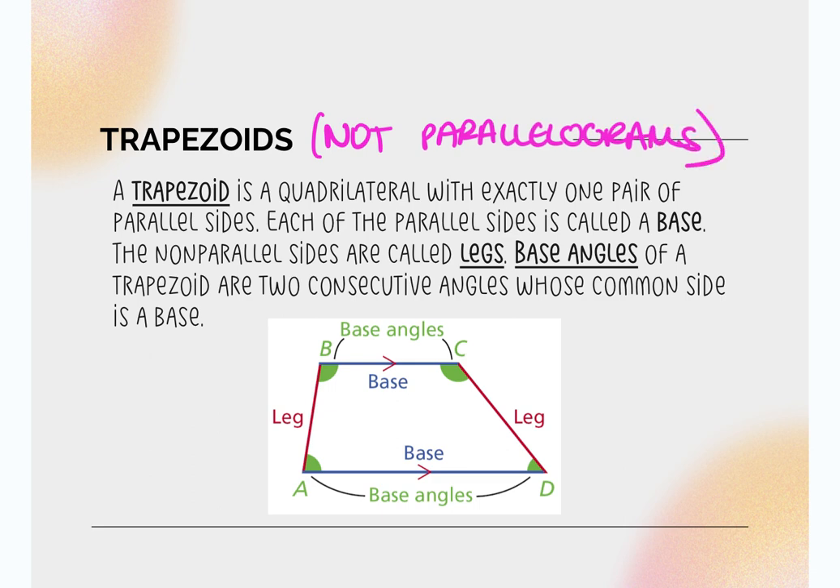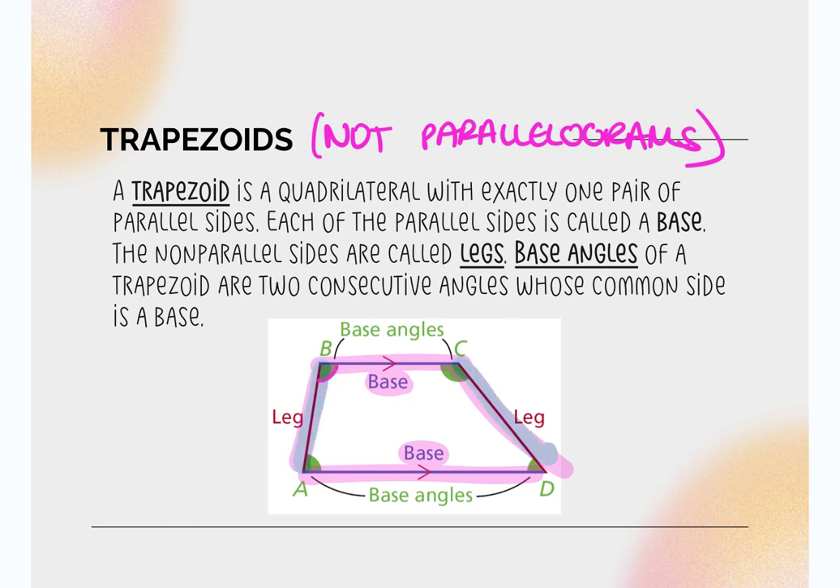A trapezoid is a quadrilateral with exactly 1 pair of parallel sides, which is why it's not a parallelogram. You would need both pairs of parallel sides. Each of the parallel sides is called the base, and the non-parallel sides are called the legs. The base angles of the trapezoid are the 2 consecutive angles whose common side is a base. So the parallel sides are your bases. The non-parallel sides are your legs.